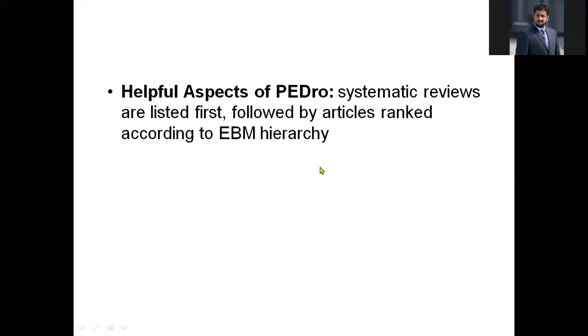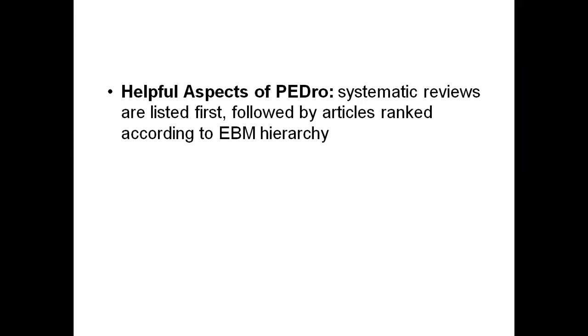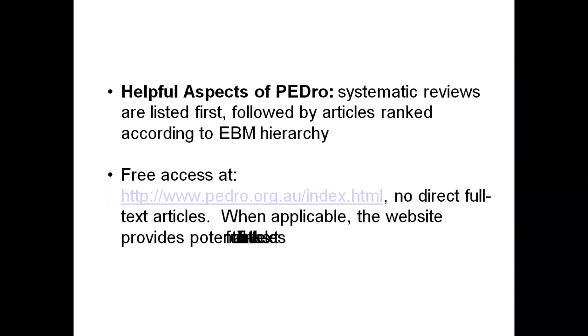So the best helpful aspect of PEDro is that when we give some keywords, it will give us initially the systematic reviews, and then after that, according to the hierarchy, the different evidence will be listed there. No direct full-text articles are available, but still they can give you some links where you can find the full-text articles.